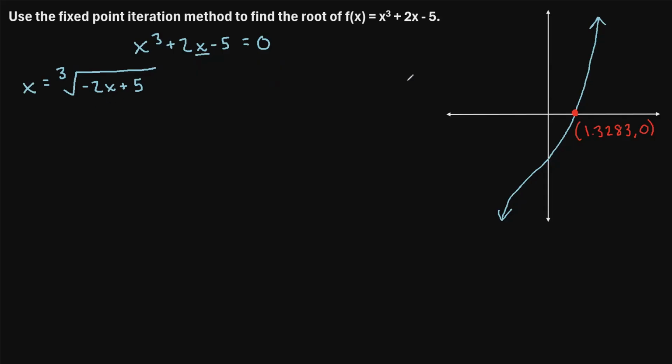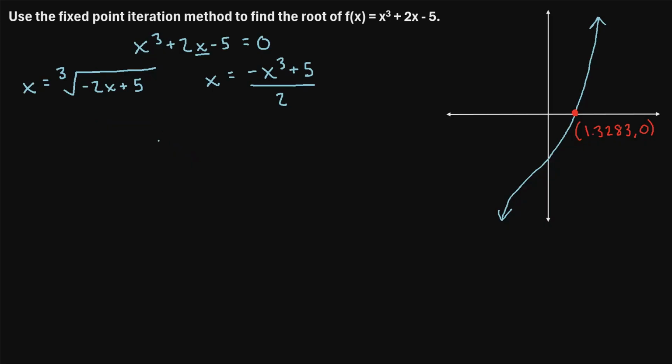Now, if we were to solve for this x variable instead, we could move this negative 5 to this side, and we could move this x cubed to this side, and then we could divide by 2 to get this x by itself. So here's what that looks like. Now, these two equations that we've just created, we refer to these as g of x equations.